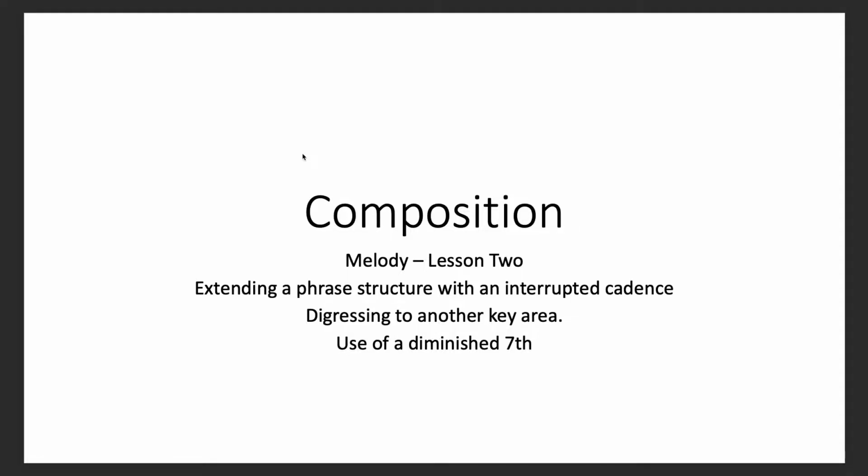Just a quick video on phrase structures today. Specifically, we're going to look at a Chopin Prelude as a way of talking about extended phrase structures. The phrase structure we're going to look at is an example of extending a phrase structure with an interrupted cadence, digressing to another key area, and use of a diminished seventh. Cool. Let's just jump right in.